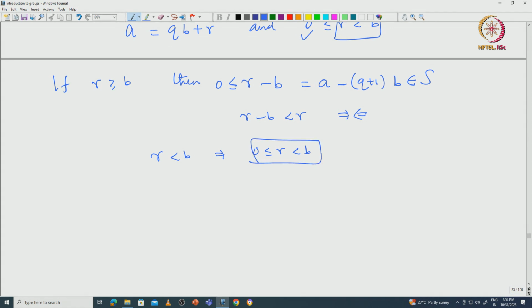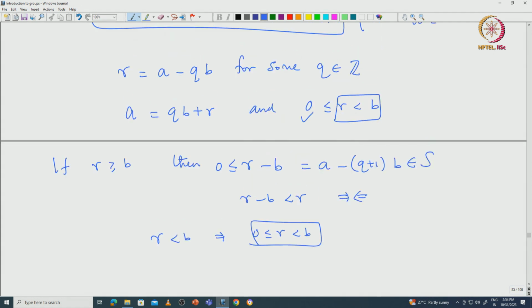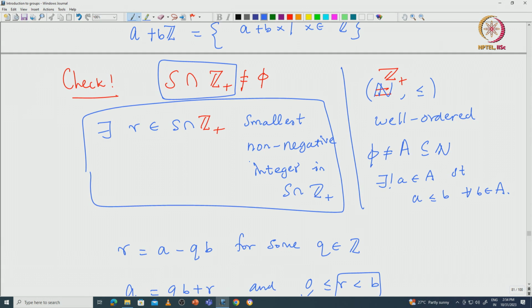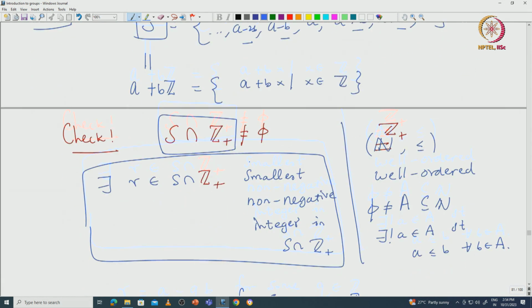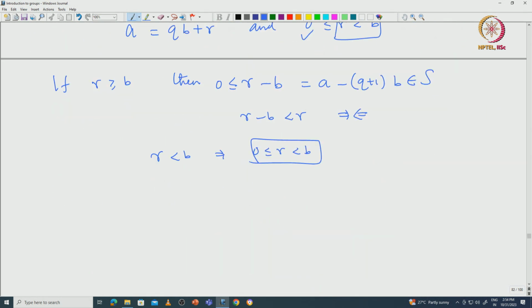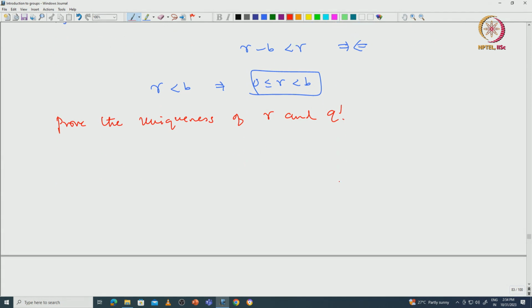The uniqueness of this R and Q is already proved in the previous lectures, you can check there, and it is not that hard to prove. I will leave it as an exercise. Prove the uniqueness of R and Q. So, now we have the division algorithm.